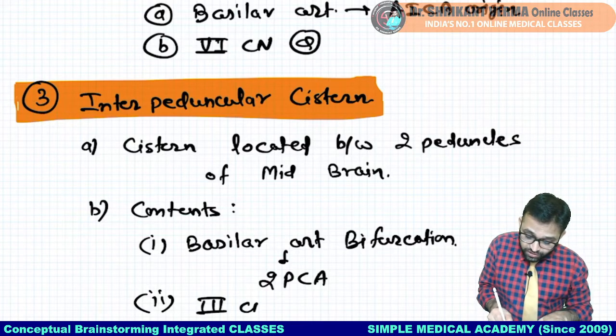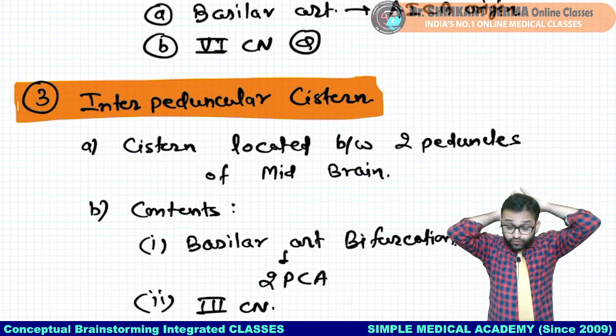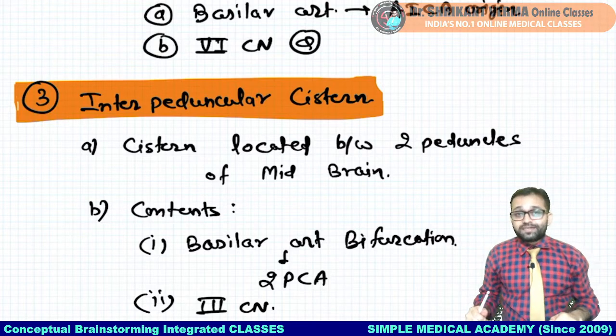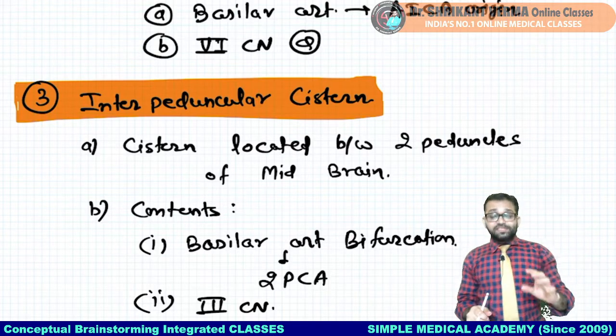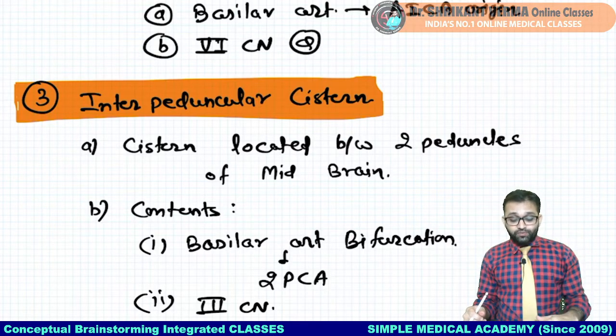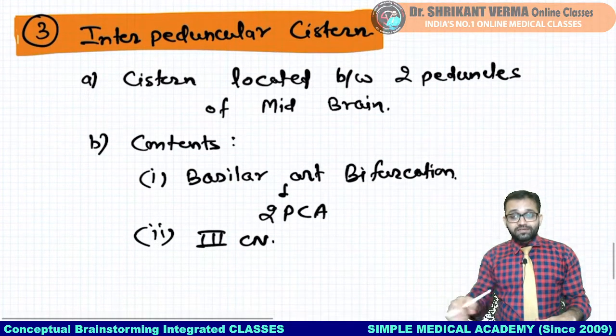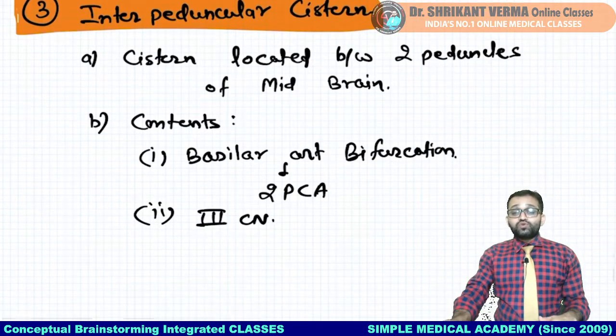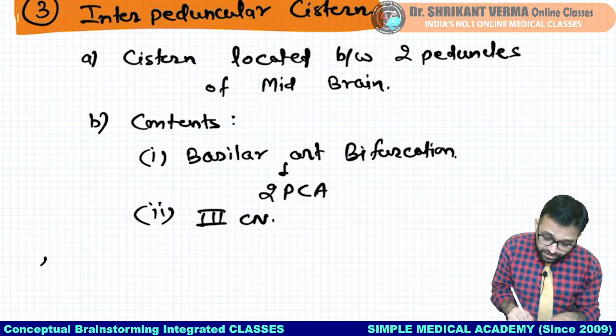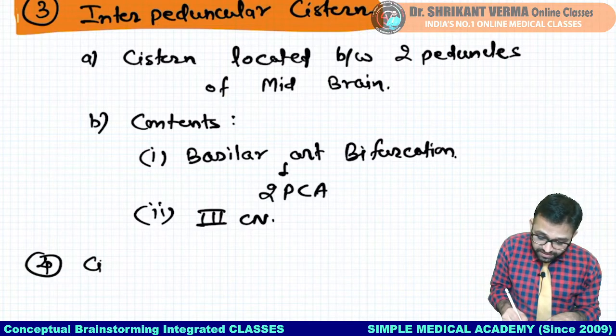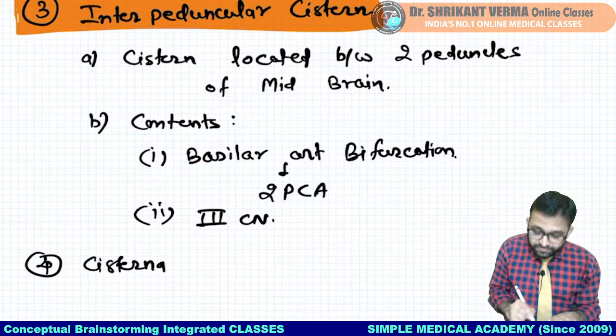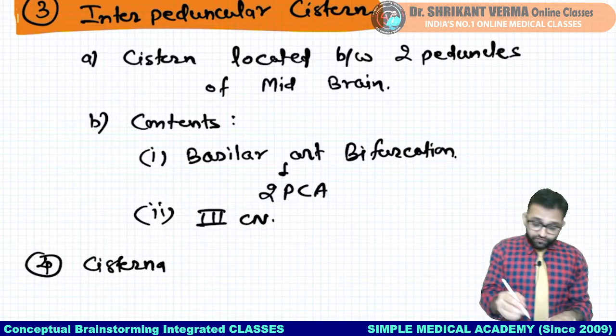Fourth cranial nerve is not. Why? Because the fourth cranial nerve comes from the back side. Okay, so we will see in more detail in our cranial nerve portion, but these are the important contents. Now we are going to look for the next cistern, that is our, yes, cistern of lateral sulcus.